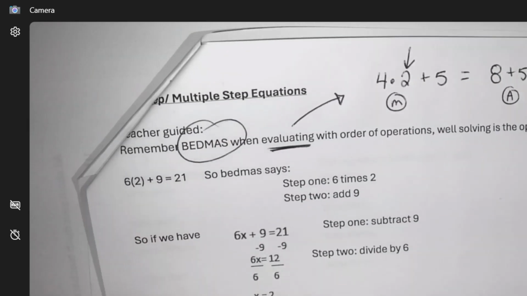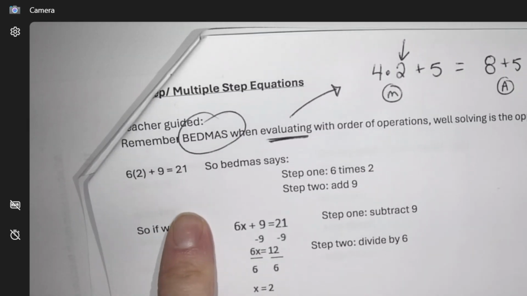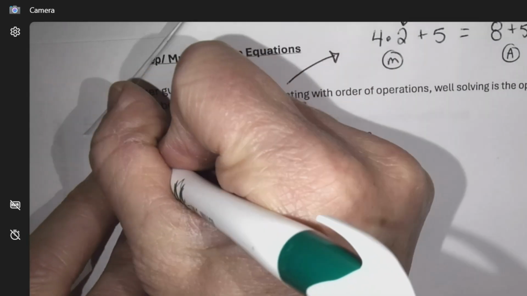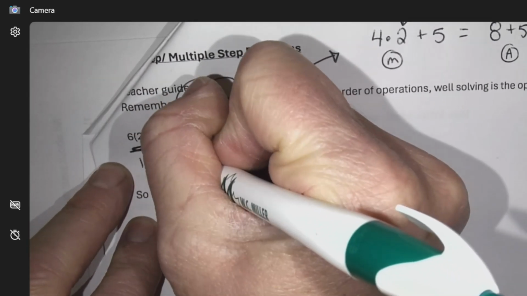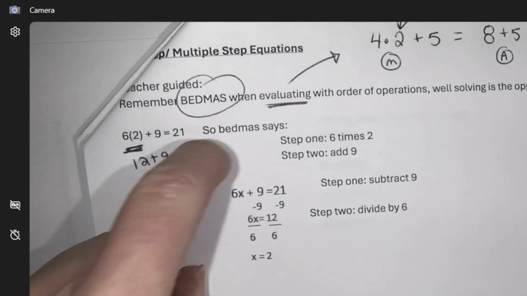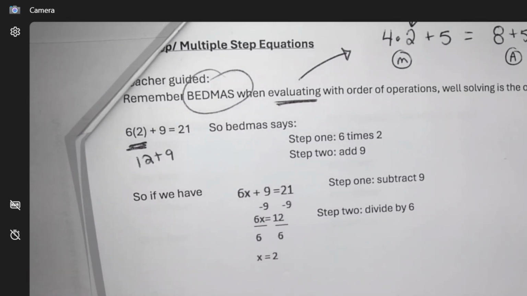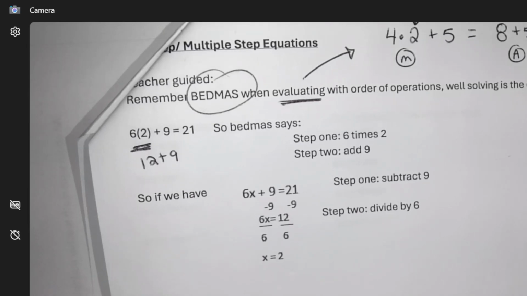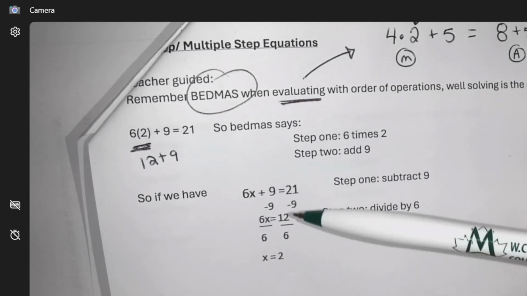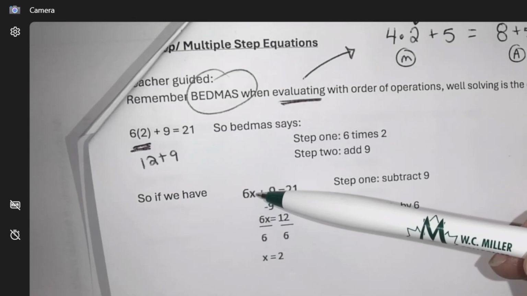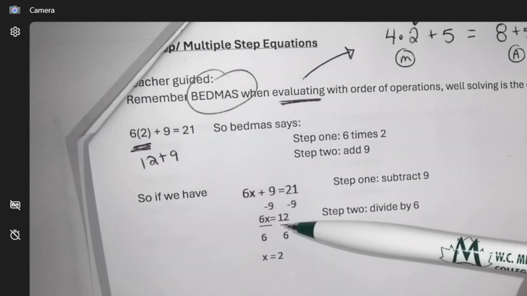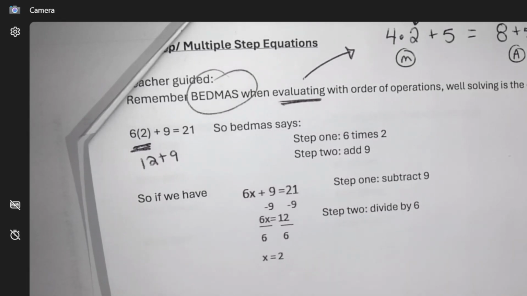Here's an example, very similar to the one I did. 6 times 2, so you'd have to do this first to be 12. Then 12 plus 9 is 21. Then you can see my work here with equation solving. If I wanted to get this multiplier here, I had to actually do the add subtract first and then the divide.